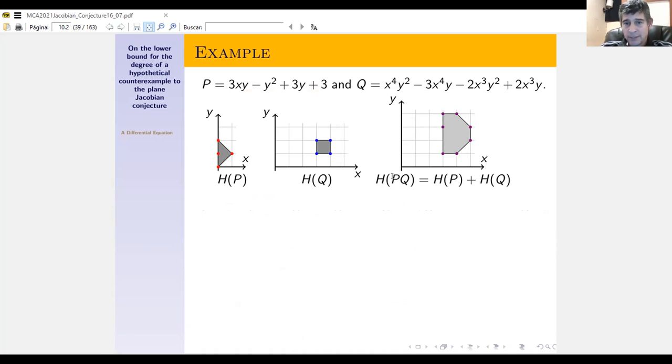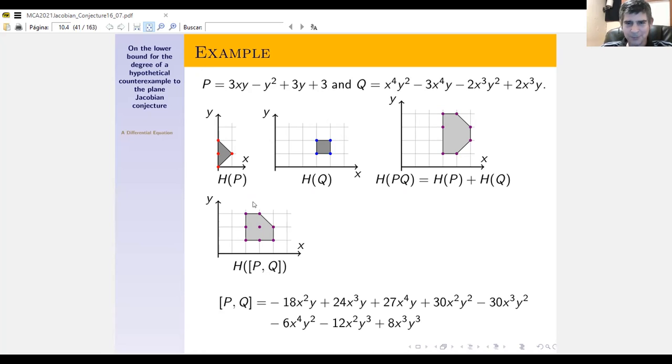the Newton polygon associated to the product is in fact the sum of the Newton polygons. Here the sum is just the sum of two sets in R squared. Okay, so this behaves nicely. And what about the Jacobian? So the Jacobian of P and Q has this support. Okay, is this clear for everyone? If one makes a quick computation in the mind, a moment's thought shows you that this is the Jacobian of P and Q.